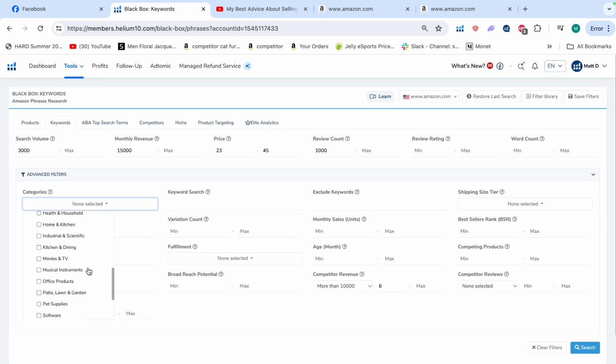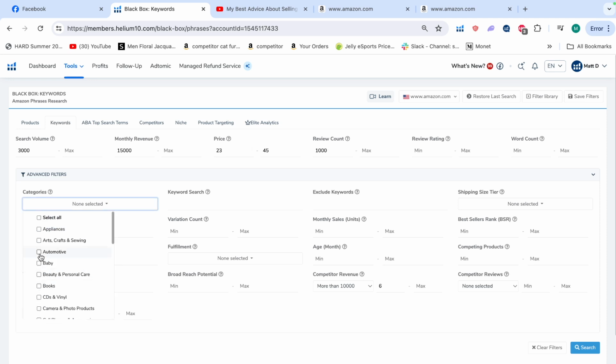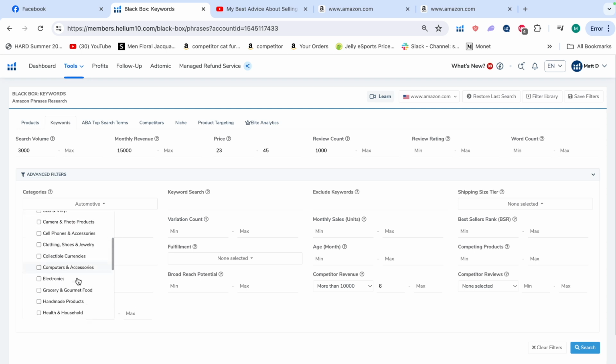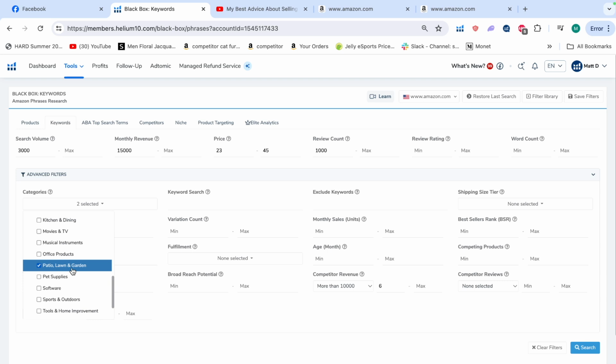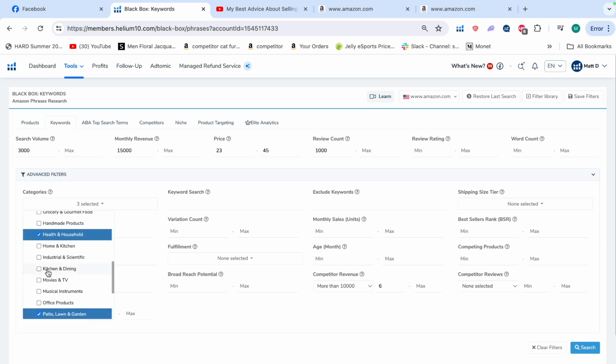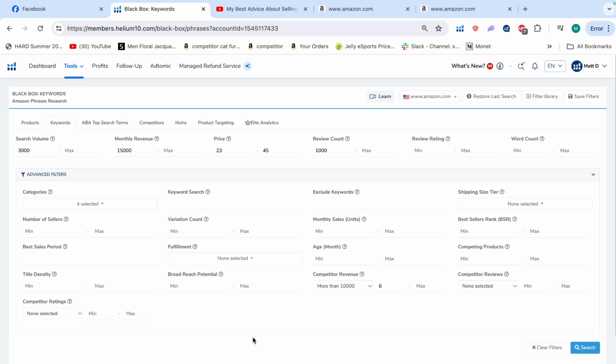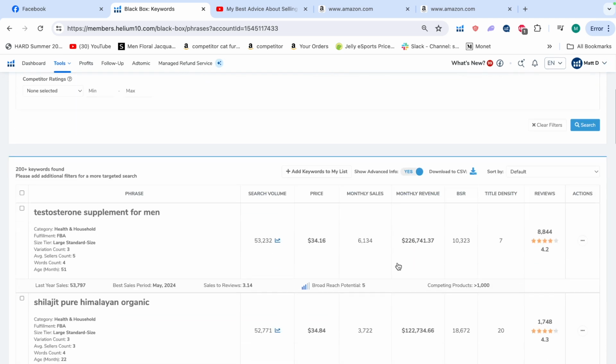So for categories, I do feel like people care about their cars. I hope. So we'll do that. That's definitely an enthusiast. We'll go patio, lawn, and garden, health and household, and industrial and scientific. You guys can just copy the filters I just used, and you should be able to look around and see some interesting results. So when we click search, we will scroll down, and let me see if I can find something for you guys while I'm scrolling.